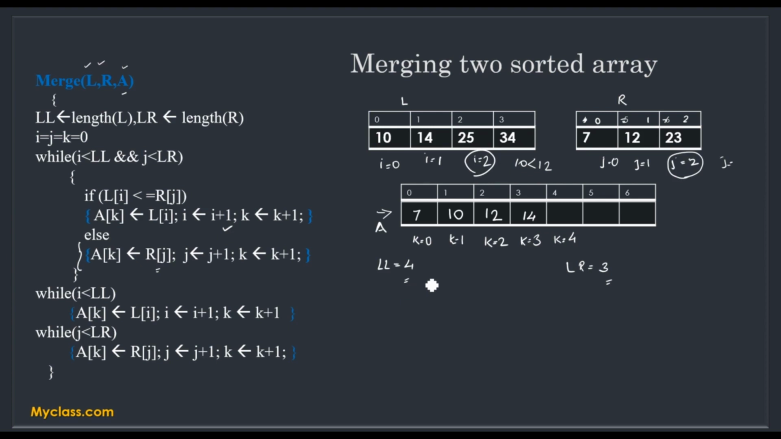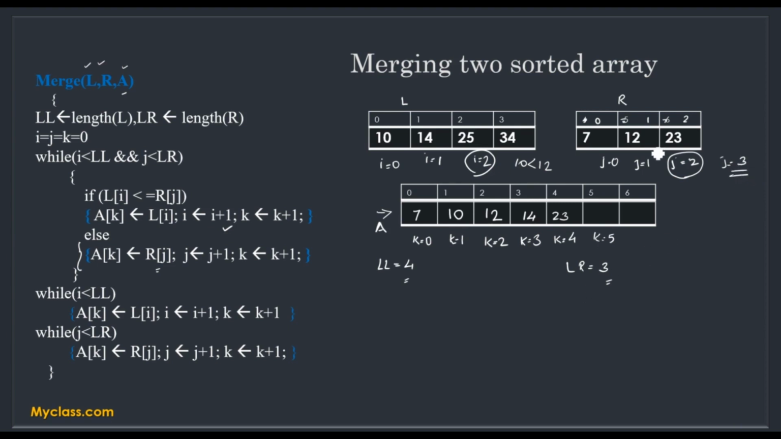Here also I is less than 4 and J is less than 3. Again this while loop is working. L of I, 25, is less than R of J, 23? No. So this else part is working. So 23 will be here and we are incrementing K and also J. Now J equal to 3.